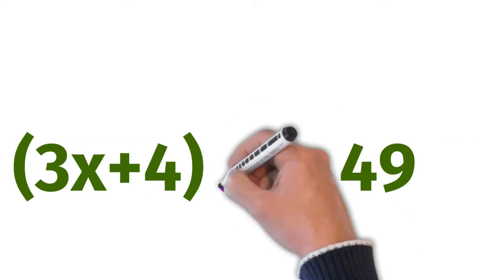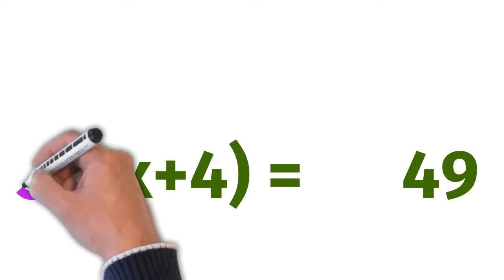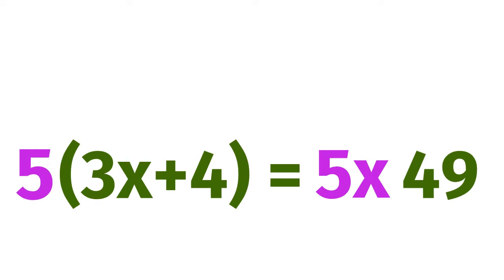Likewise, if we divide both sides with 2, the equality will still hold. That is, 3x plus 4 divided by 2 is equal to 49 divided by 2. In the same way, we can multiply both sides with any number. For example, 5. And the equality will still hold. That is, 5 into 3x plus 4 is equal to 5 into 49.